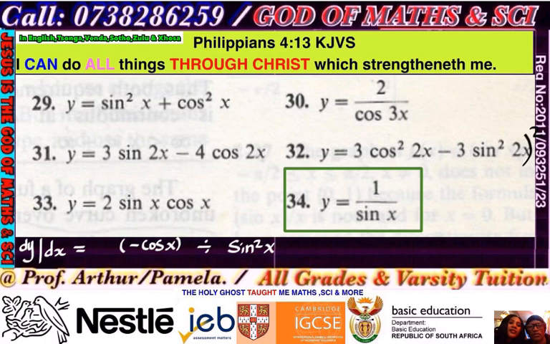We can change it into cot because cot is cos over sine. And we also have the sine. But I don't have to do that.